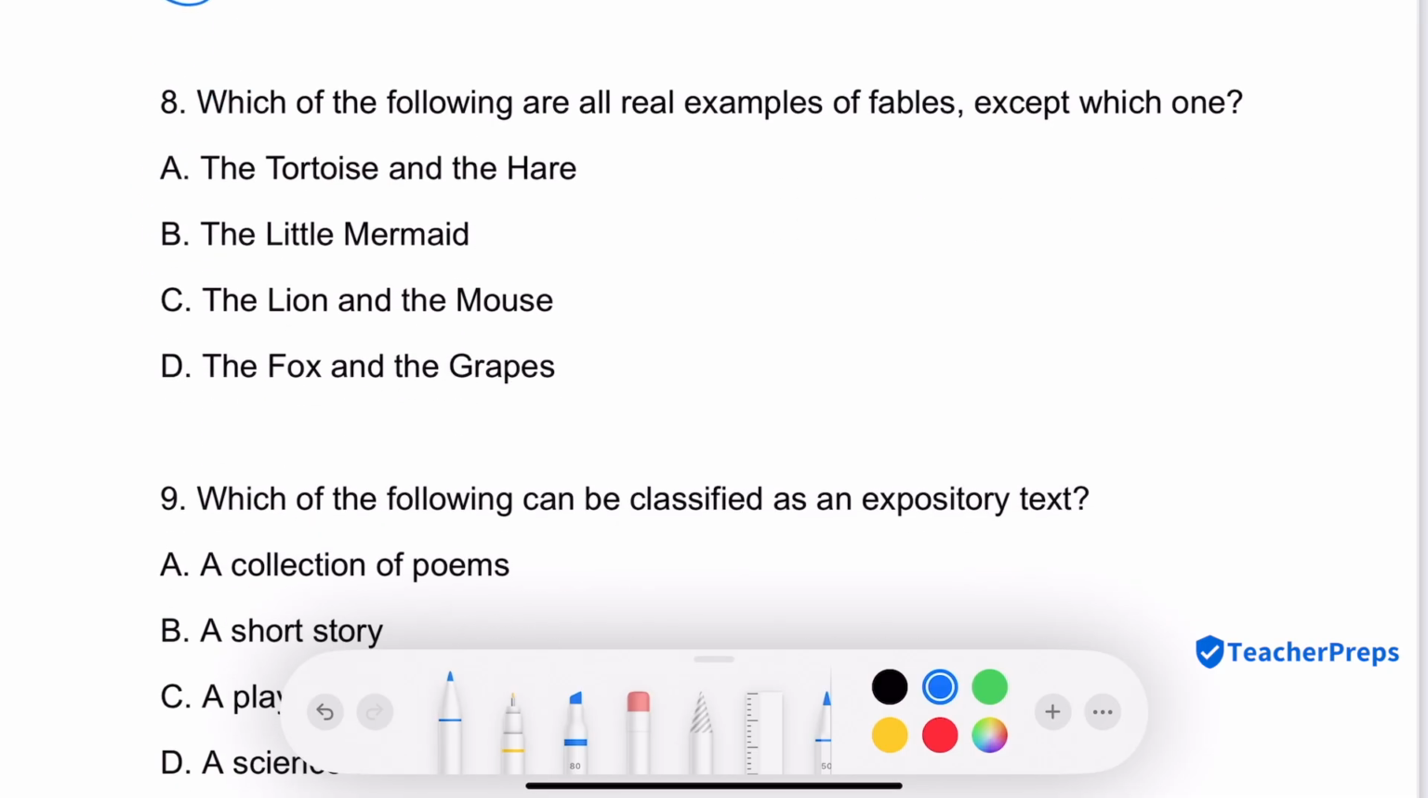Moving on to question number 8. Which of the following are all examples of fables, except which one?